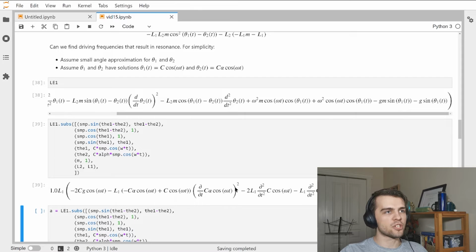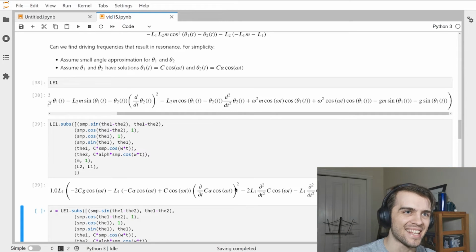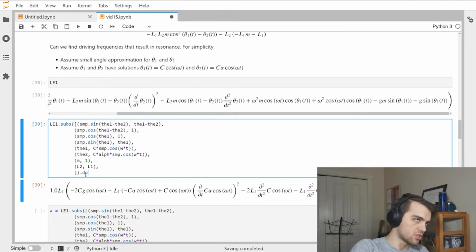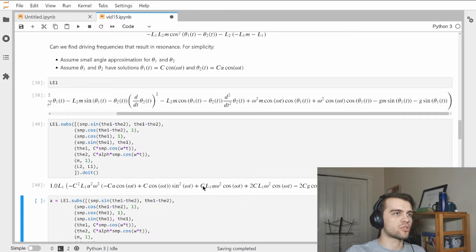I get the following expression. But you'll note that it hasn't actually done anything yet. It's still got these derivatives with respect to time here. So I need to make sure it actually takes those derivatives. And for that, I just call doit. And now it takes all those derivatives here.